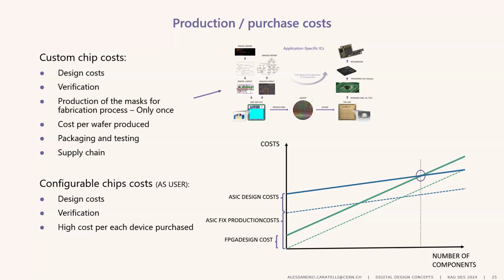But this cost is fixed and is just for creating the masks, let's say for lithography and so on. So basically, this is the object that you need for setting up the production process. And this cost is fixed independently of how many chips you will produce. So if you produce 10 chips, the cost per chip will be very high. If you produce, I don't know, 100,000 chips, you will spread this cost over 100,000 chips. That's a bit the point.